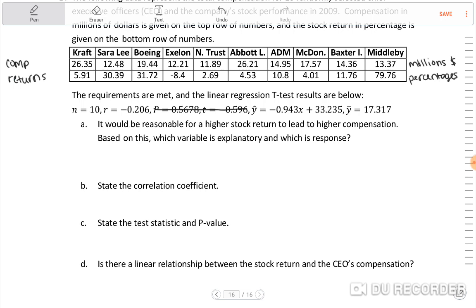Okay, so it says higher stock return leads to higher compensation, right? Which means the returns are going to be the explanatory variable X. The compensation is going to be the Y. Now, I know what you're thinking. Why would you make it confusing? Like, why not put X first and then Y second?